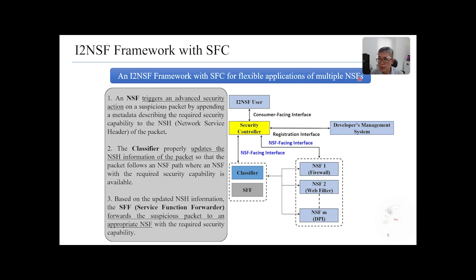The second one is service function chaining, SFC. On the right-hand side we have a figure. Multiple NSFs are chained using service function chaining. The classifier makes service function paths for specific traffic flows, and the service function forwarder, according to the SFC header, selects the next hop network security function accordingly.